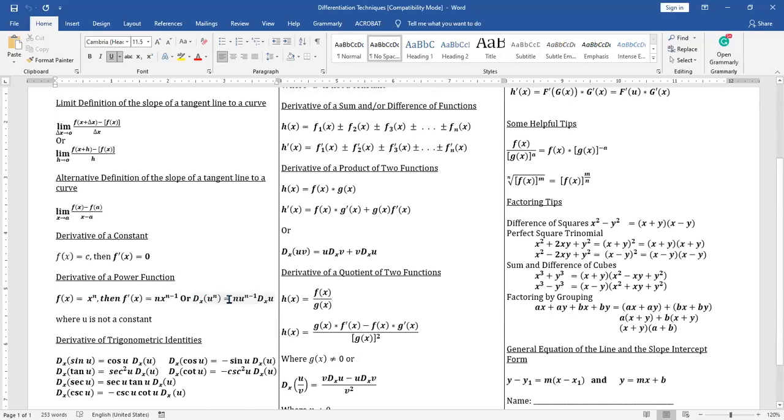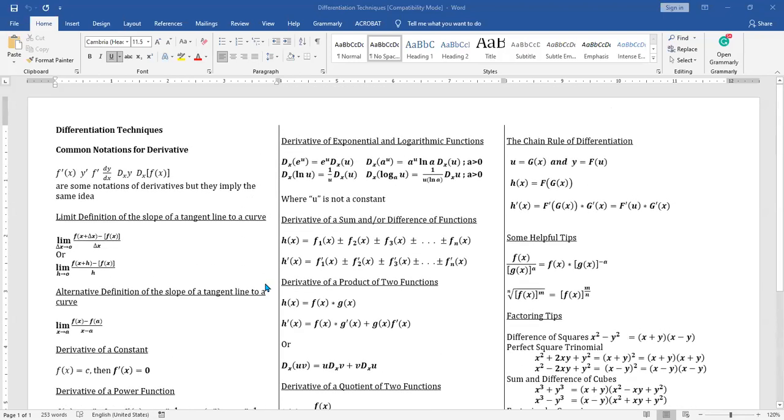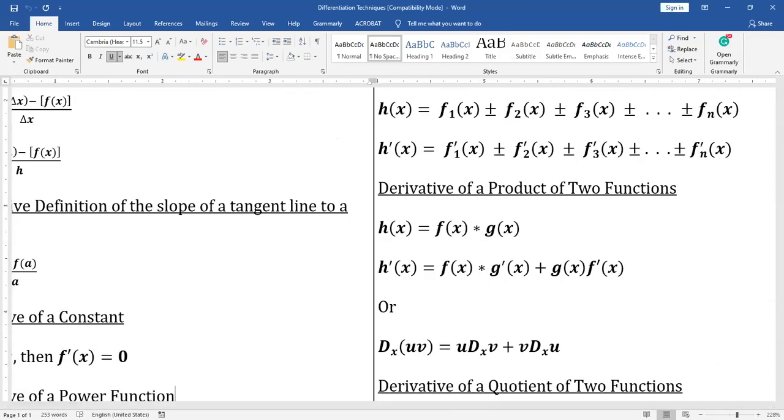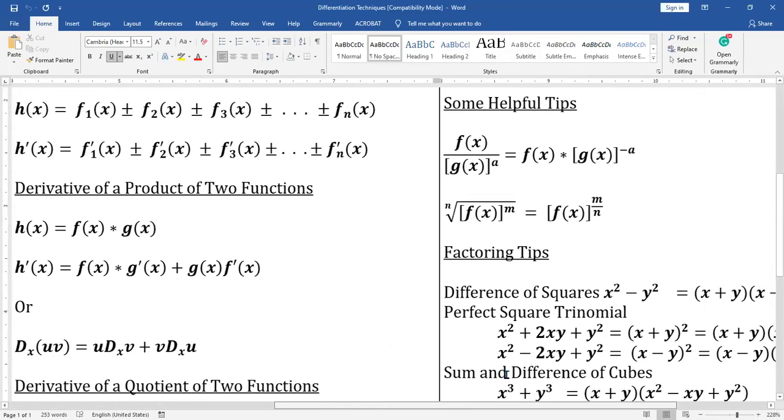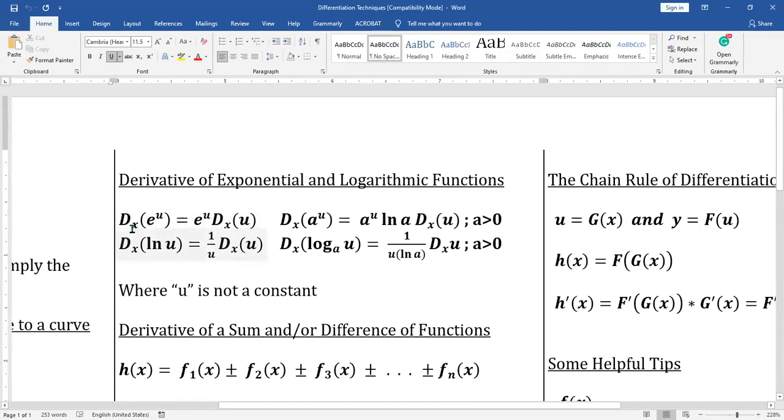Derivative of u to the power of n: you bring down n, then u, then n minus 1, then you multiply it with the derivative of the u. So basically, u is no longer just an x variable. It should be any term except x. So here, let's work with the derivative of the exponential and logarithmic functions. Let's take note of these.